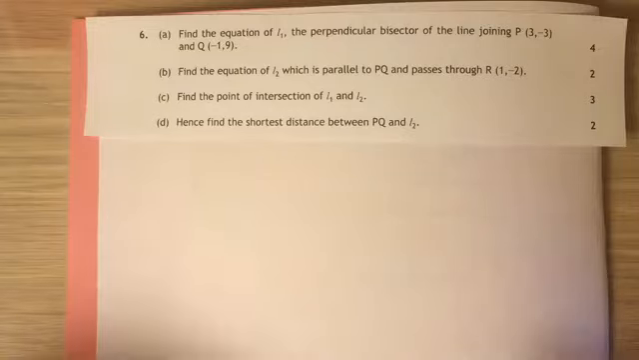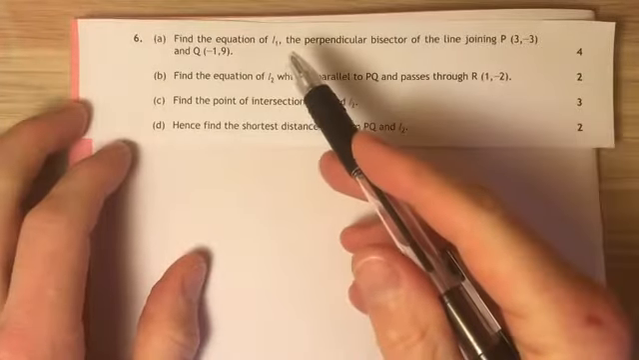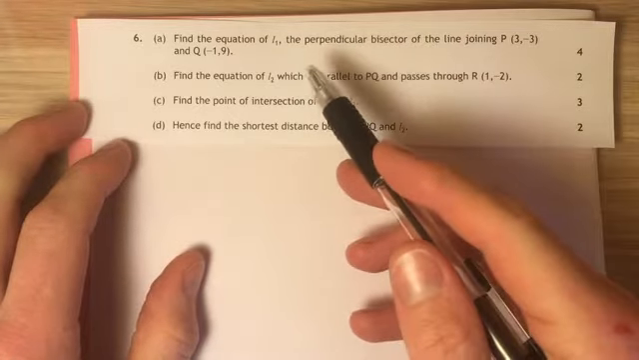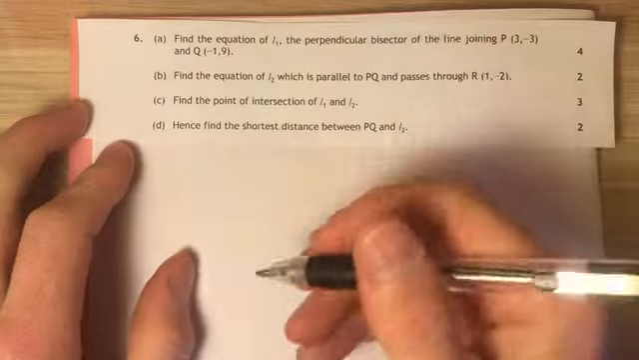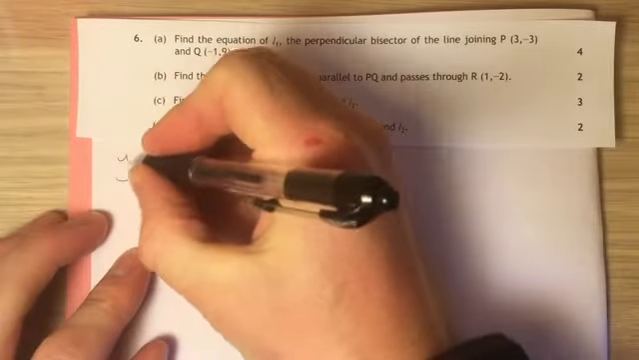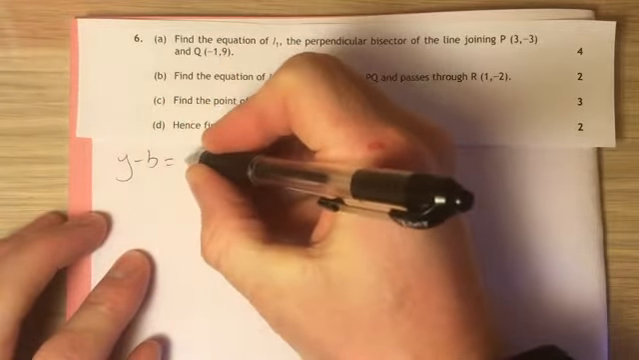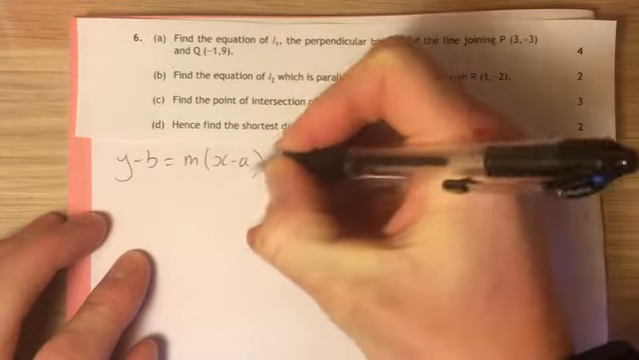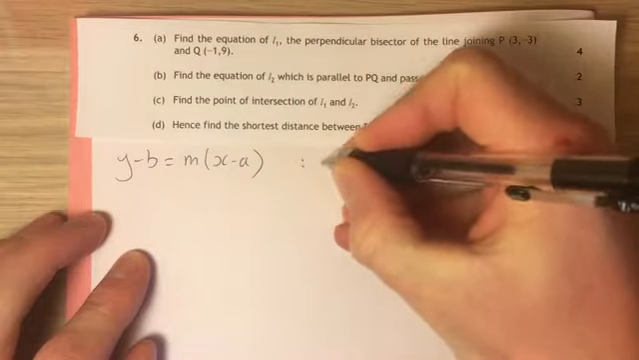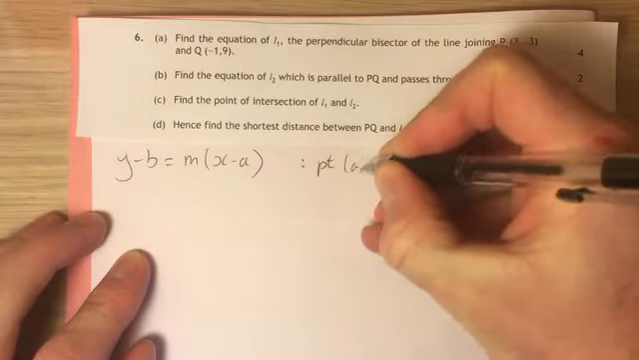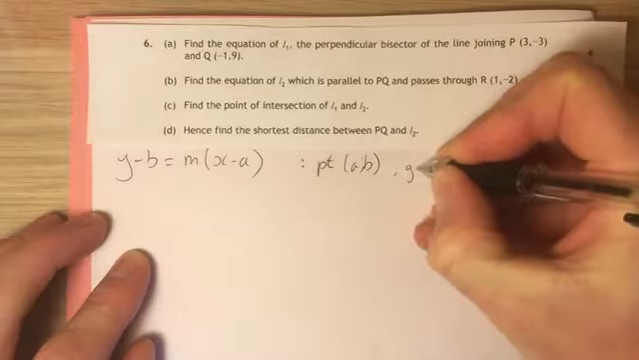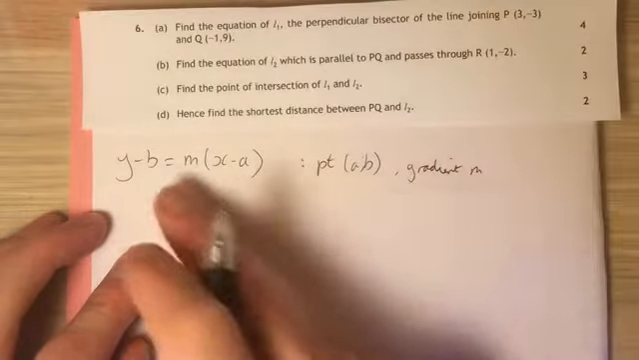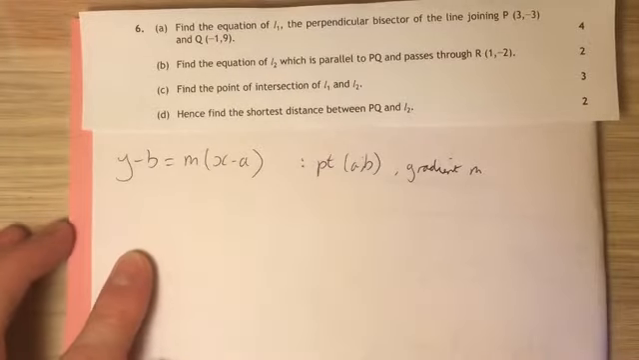Okay, here goes question 6. Find the equation of L1, the perpendicular bisector of the line joining P and Q. So, we want an equation of a line. Equations of a line always look like this. Okay, so y minus b equals m(x minus a). So I need some ingredients. I need the point (a, b), and I need the gradient m. When I have these ingredients, I can write down the answer.